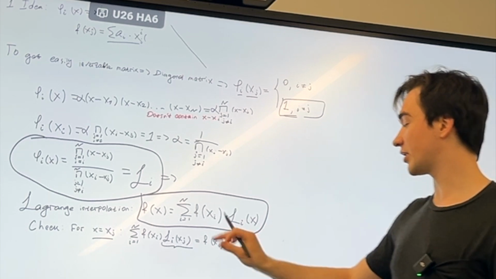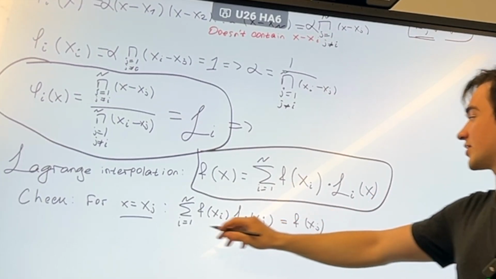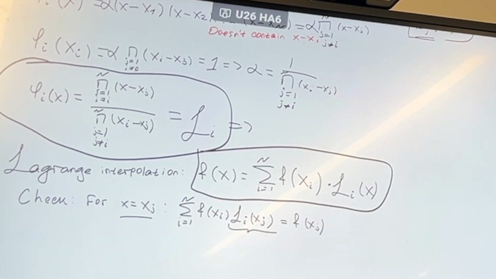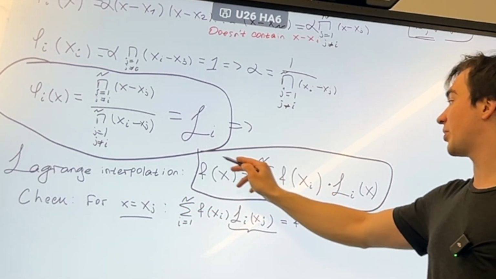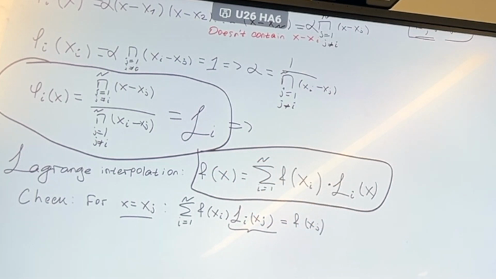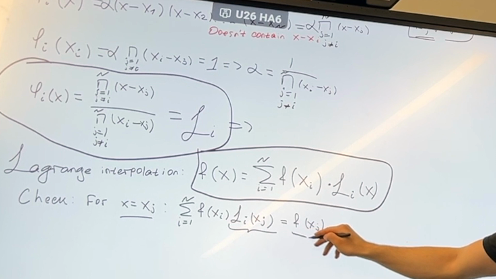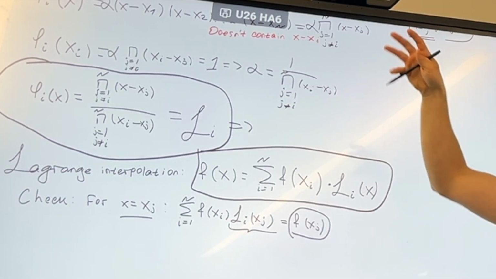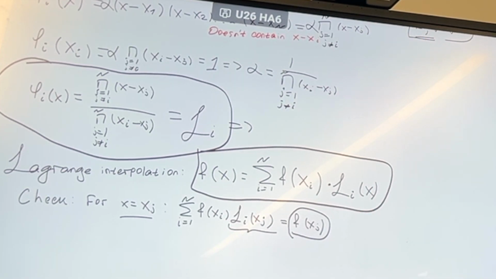We checked that for any point xj, which is our data, our interpolated function is equal to our given function. Therefore, our interpolant passes through all given points, and we are done.